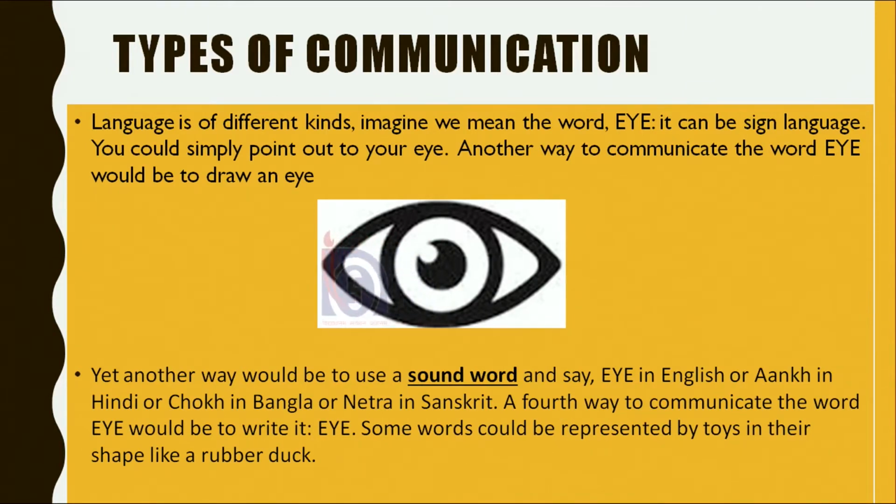You draw it like this and then you put the center so the other person knows you mean the eye. Yet another way would be to use a sound word and say eye in English, or aankh in Hindi, or chok in Bangla, netra in Sanskrit, and so on. A fourth way to communicate the word eye would be to write it E-Y-E. Some words can also be represented by toys in their shape, like say a rubber duck when you want to say duck.